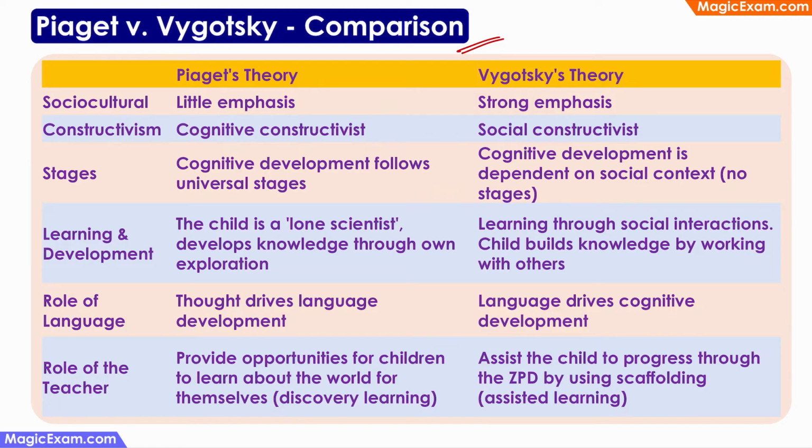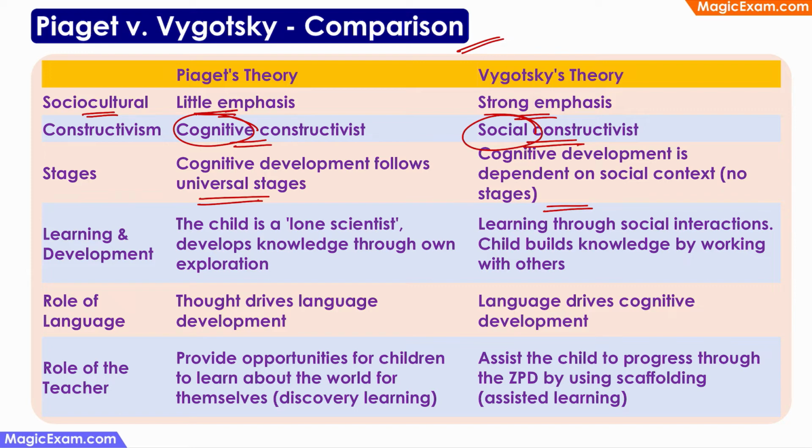Piaget's theory gives very little emphasis or importance to the socio-cultural aspects of development, whereas Vygotsky gives a very strong importance to socio-cultural aspects. Piaget's theory is called cognitive constructivist theory because he's giving more attention to the individual, whereas Vygotsky's theory is social constructivist, whereas he is giving more importance to the social aspects of learning. And Piaget's theory follows some stages, that is, he looks at 4 different stages of development, whereas Vygotsky does not have any specific stages.